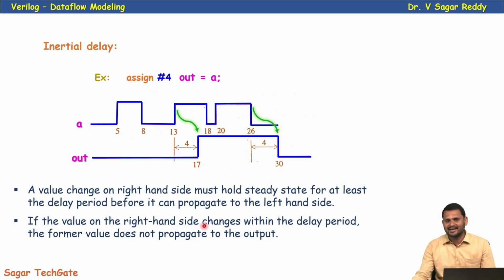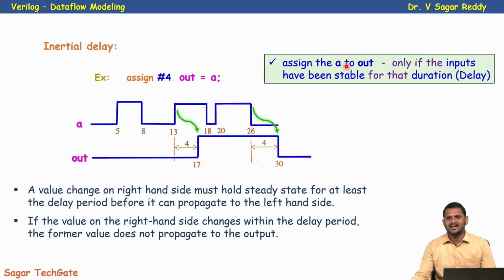If the value on the right hand side changes within the delay period, the former value does not propagate to the output. Here this pulse didn't propagate to the output. It gets filtered out. Here also this pulse gets filtered out because the duration is less than this delay. Now, assign a to out only if the inputs have been stable for the delay duration. Clear? So out is updated only when a is stable for at least this delay. I hope you understand this inertial delay.